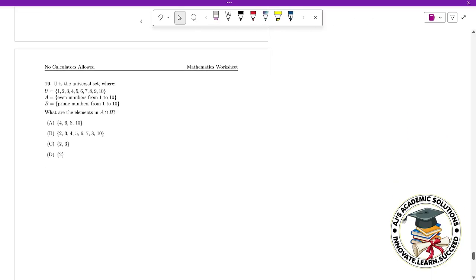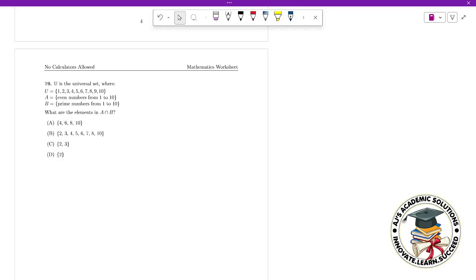So this here has U as a universal set, where the universal set is basically 1 to 10. The set A is even numbers from 1 to 10. B is prime numbers from 1 to 10. And what are the elements of A intersect B?